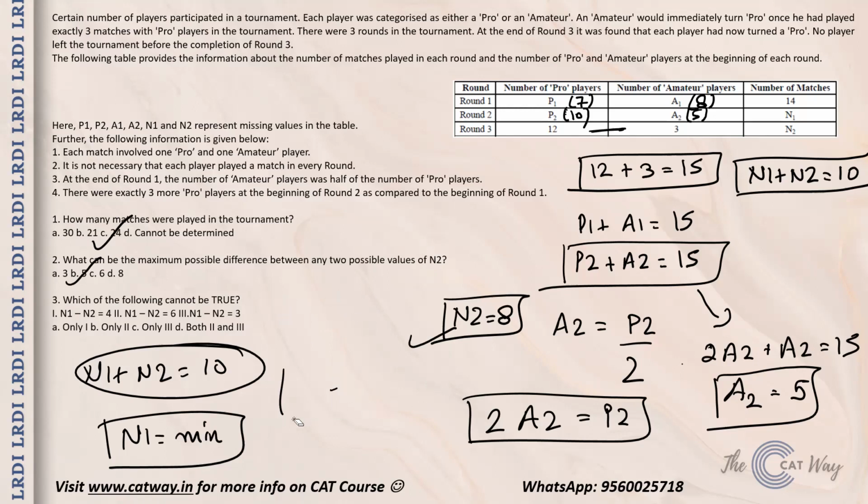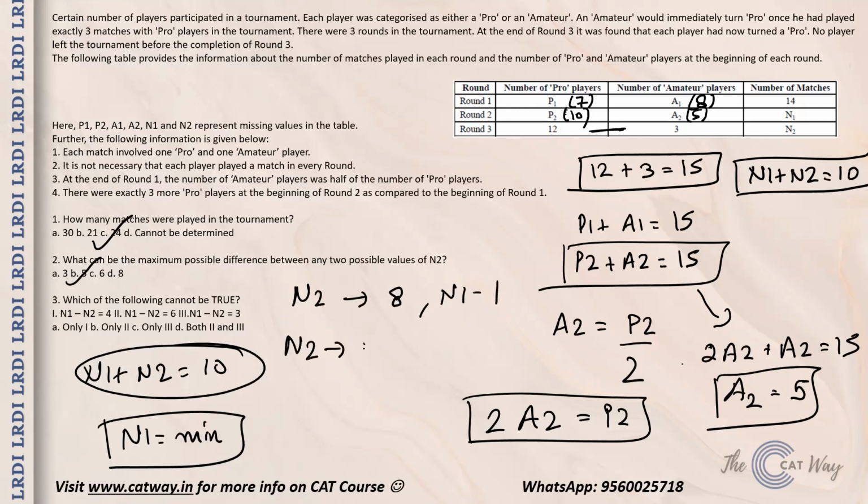So from this, what do we get? We get that the possible values of n2 are, okay, for n2 the possible value is 8. In that case n1 will be equal to 1, and the minimum possible value of n2 is 3, and n1 will be in that case 7. So these are the things that we have. This is not 1 but 2.